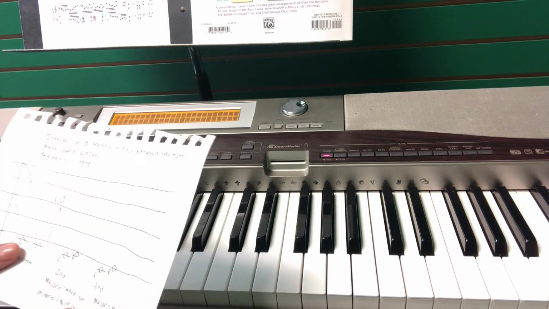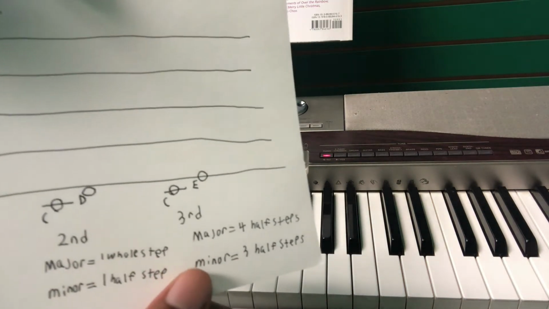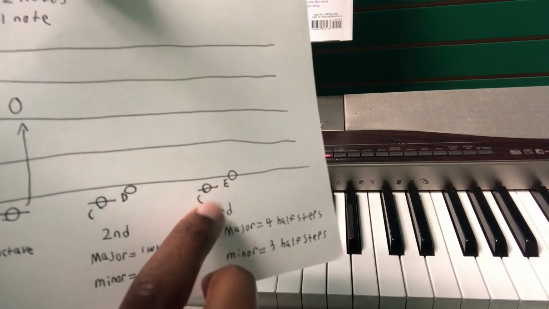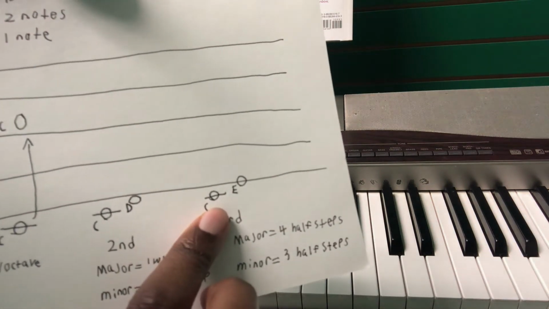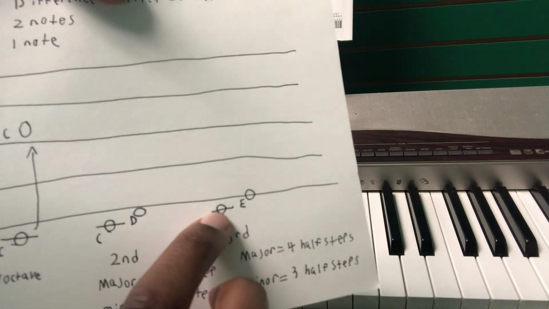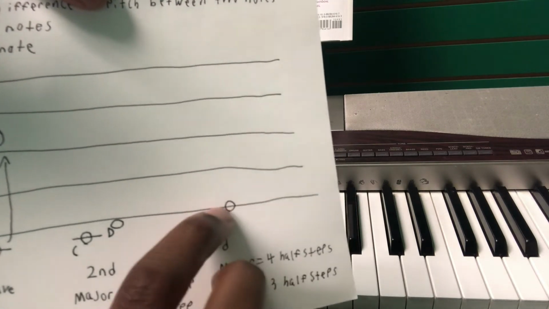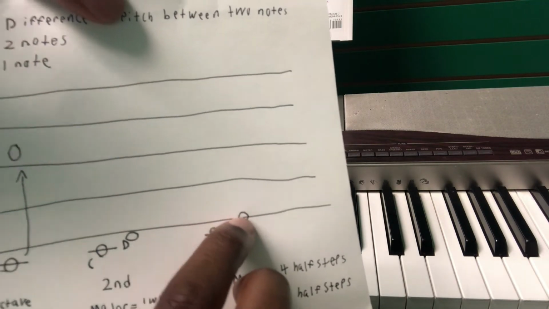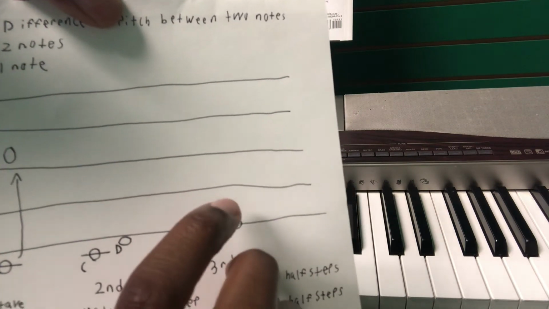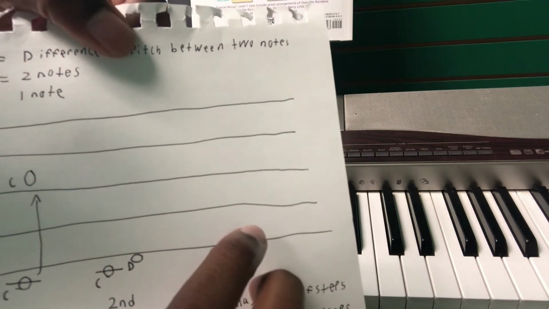And then finally, we have our third. That's going to be from C to E in this case. And these are really easy to identify if you know what to look for, because here we have one line and then on the next line is our third. So if we were to have a note here and a note here on this line, that would also be a third. A third from E to G in that case.